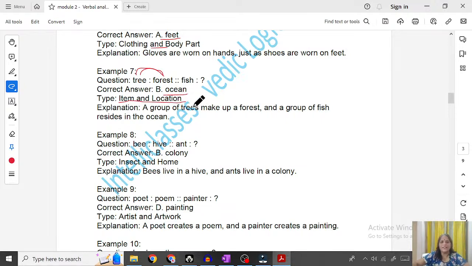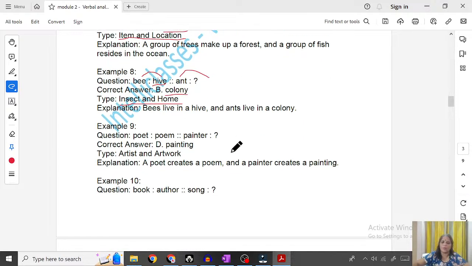So there are many different types in verbal analogy. That is what we are seeing here. The next type is going to be insects and home. Here a bee is to hive as an ant is to what? The house of a bee is called a hive. So what is the house of an ant called? It is called a colony. All ants form a colony.